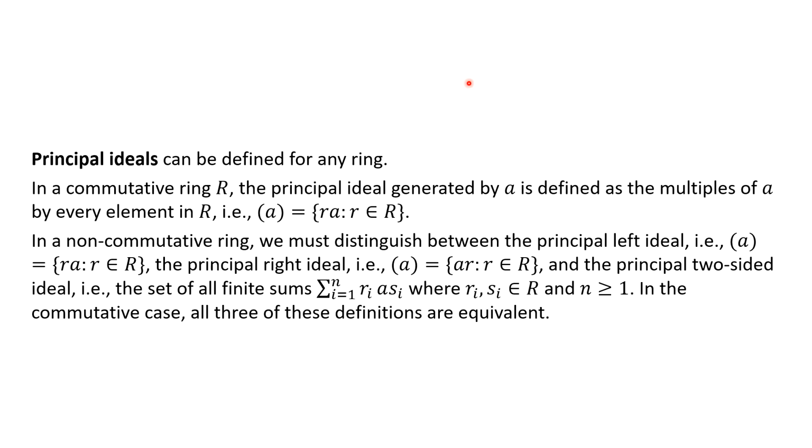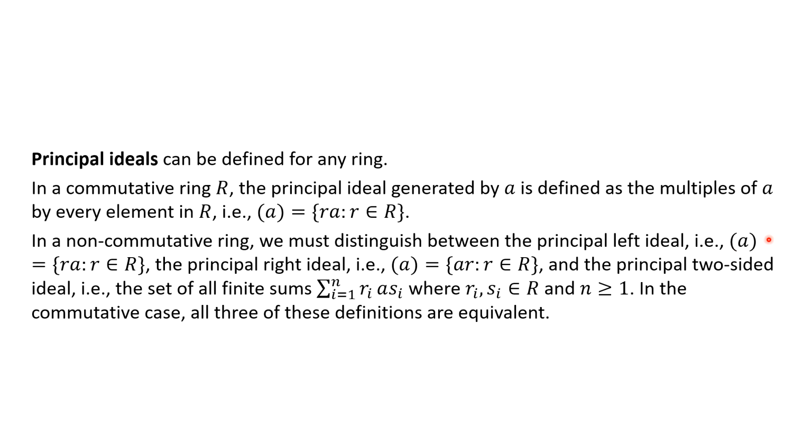There's something known as a principal ideal, and we can define those for either commutative or non-commutative rings. It's basically an ideal generated by one element from your ring. In the commutative case, the principal ideal generated by a is defined as all multiples of a by every element of R, and we write it out like this, and this is the notation. And of course, if you have a commutative ring, it doesn't matter whether you're multiplying on the right or the left. However, if you have a non-commutative ring, it gets a little bit more complicated to define a principal ideal. There's three cases.